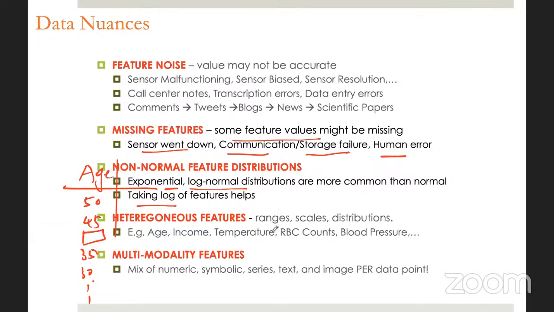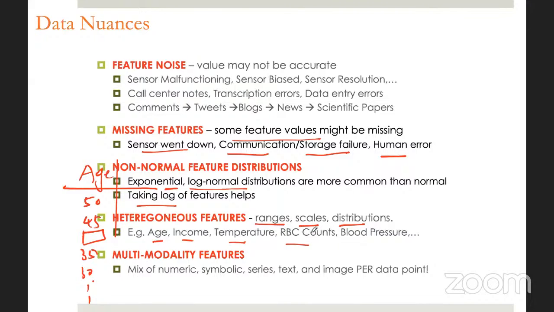Heterogeneous features. When you say heterogeneous features, the ranges, scales, and distributions are different. For example, if you have a data set with features like age, income, temperature, RBC counts: age is in tens, income would be in thousands or lakhs, temperature is in tens or hundreds, and RBC counts would be in millions. The scales and distributions are different, so this data is called heterogeneous data. This also has to be treated appropriately.